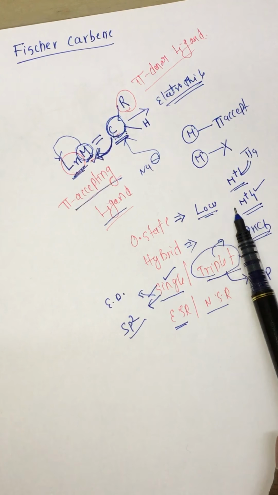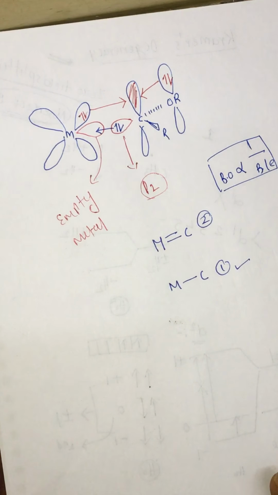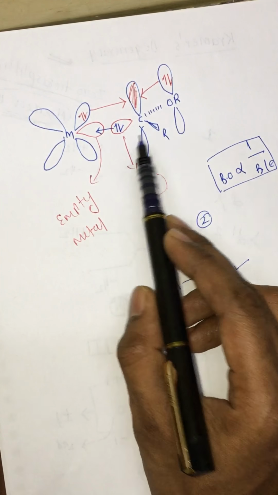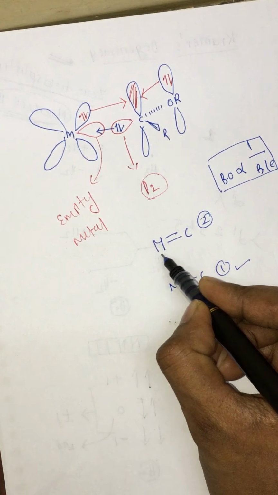So we have M double bond C and M single bond C. The bond order of this is 2, and the bond order here is 1. Bond order is inversely proportional to bond length. This we know. So compared to these two, M single bond C should have a more bond length compared to M double bond C, and in the case of Fischer carbene, the bond length lies between M double bond C and M single bond C. This is the bond length of Fischer carbene.